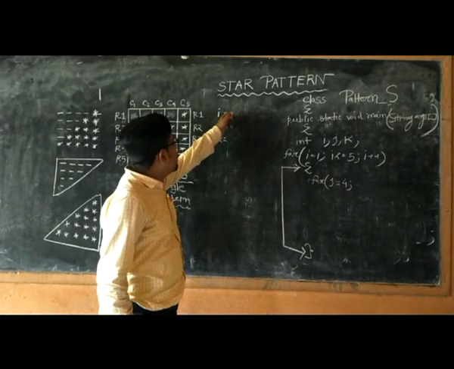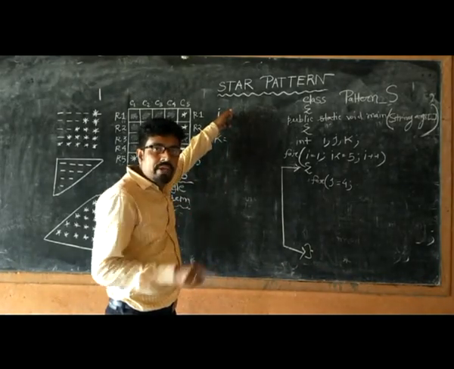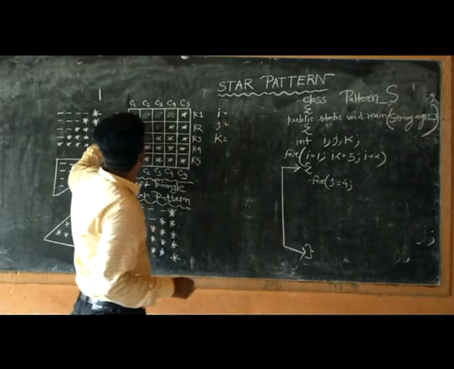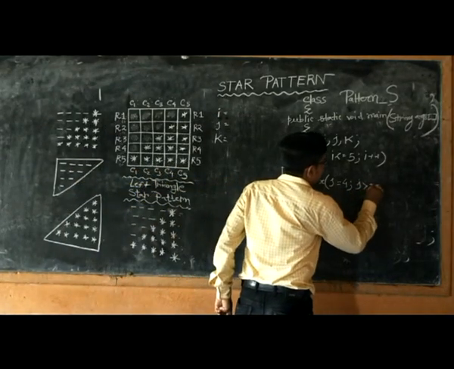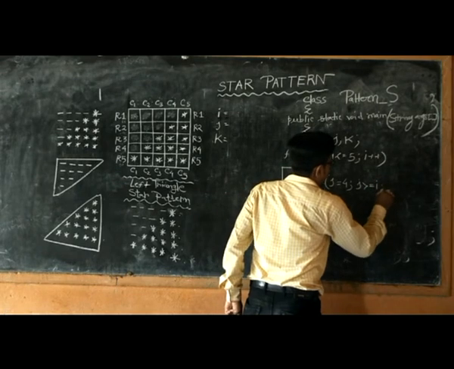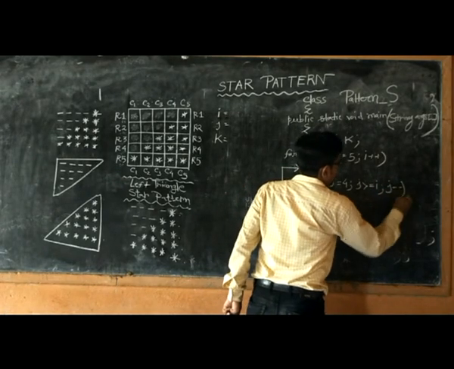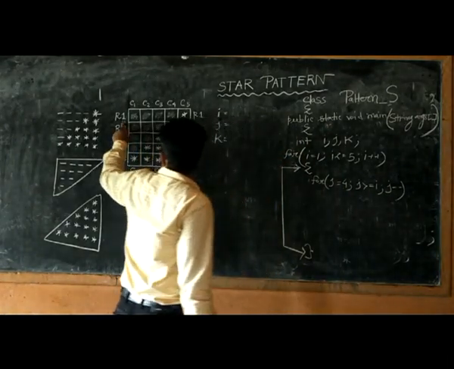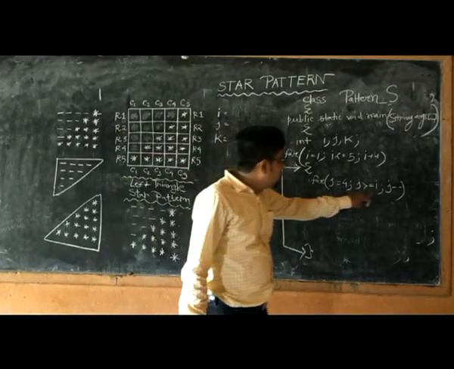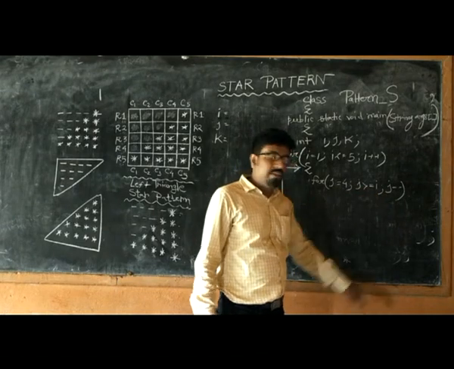According to row number, your space value will be decreasing. So I value is 1. So here I put J greater than equal to I, semicolon. J minus minus: the value decreases from 4, minus the I value. Row number 1, so the value here decreases, that's why J minus minus.